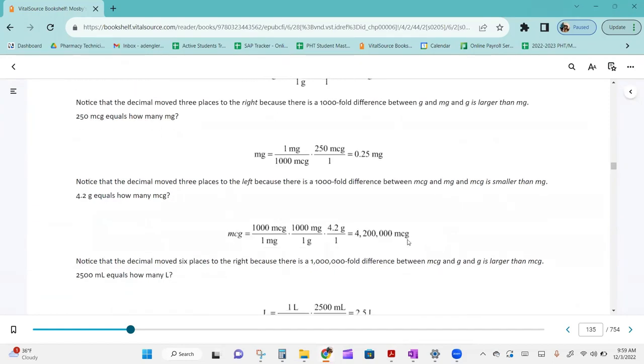So 250 micrograms equals how many milligrams? We have that conversion factor of 1 milligram is 1,000 micrograms.